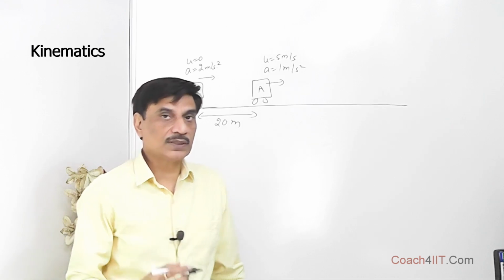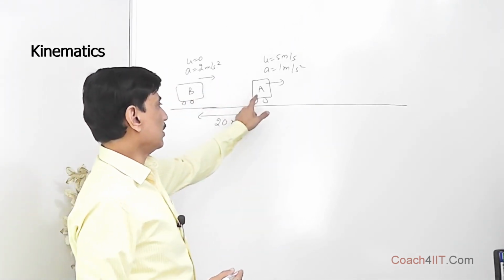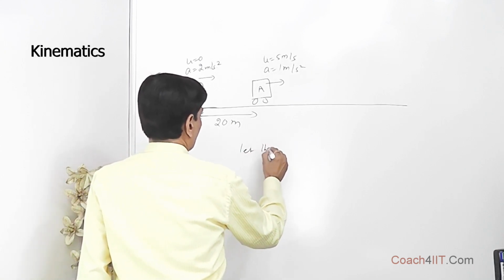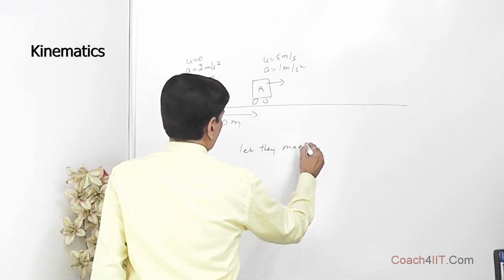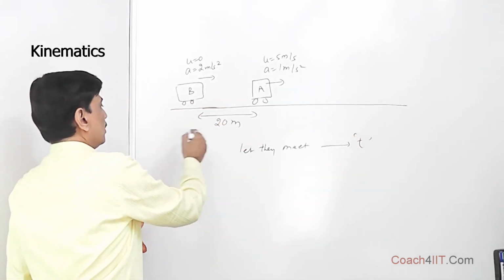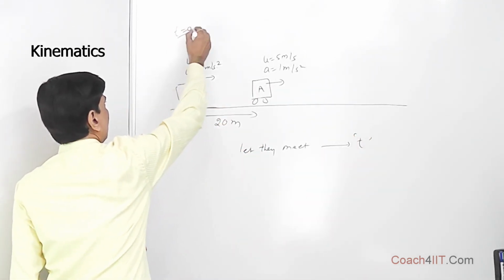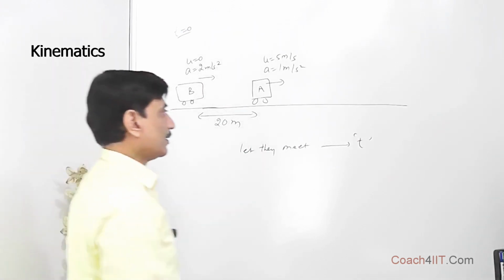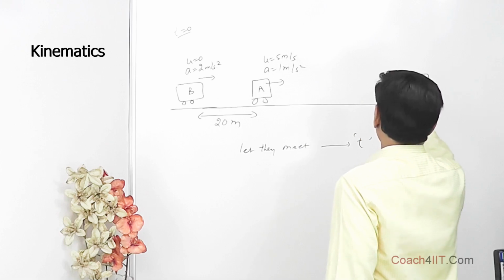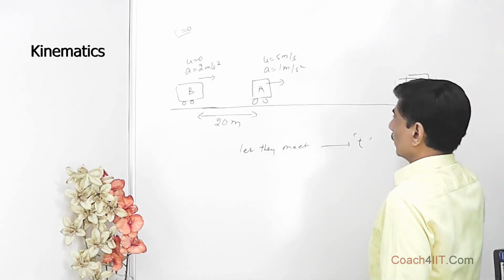So let's say once again B catches up with A at time t. So we say let them meet after time t. This is the t equal to 0 scenario. We have started our stopwatch, and at time equal to t seconds, let's say both of them meet. Obviously then their coordinates are going to be the same.